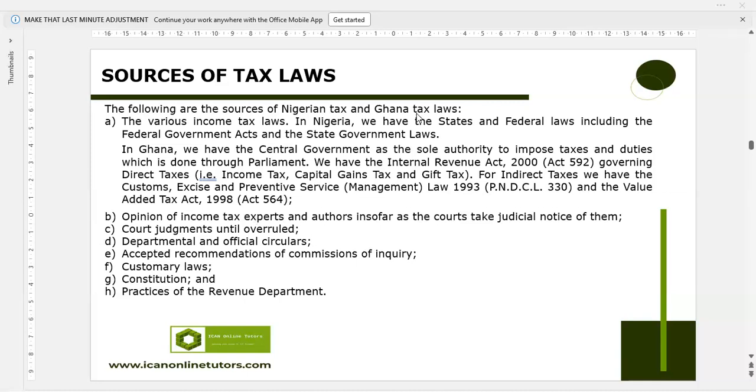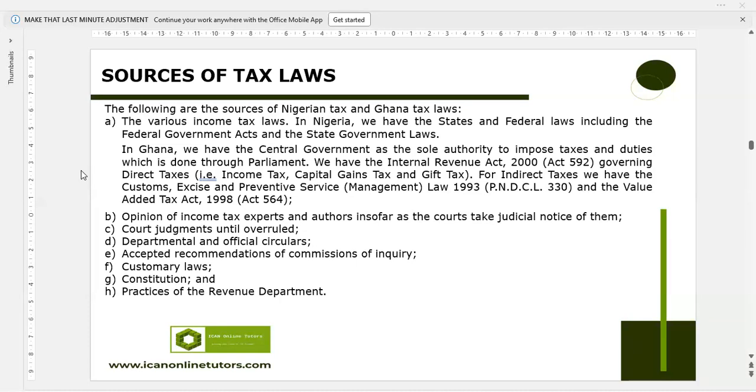Okay, so now we are on sources of tax laws. So we have been mentioning tax. We are in a West African country. Nigeria is our country, and Ghana is our neighboring country. So in Nigeria, our tax laws, including the federal government acts and the state government laws, are all sources of Nigerian tax law.